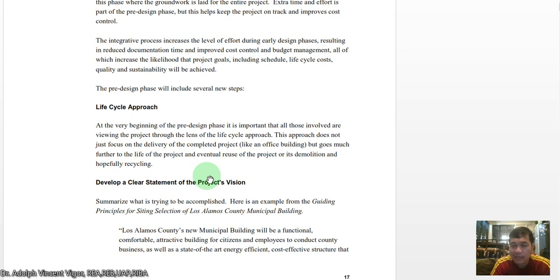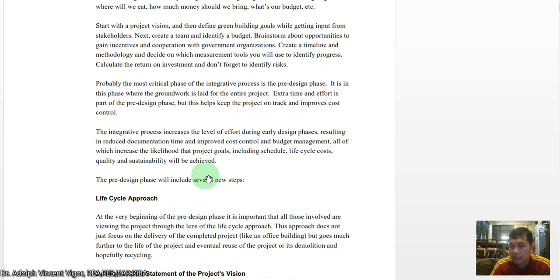So when you look at the life cycle approach, guys, you look at the project or the building in its entire life cycle. You consider its beginning up to its end and how you're going to reuse it so that it would be sustainable, so that you would not have to allocate resources again to rebuild a new building. Okay. So I guess these are just some of the principles in green building design that we could apply in planning also.